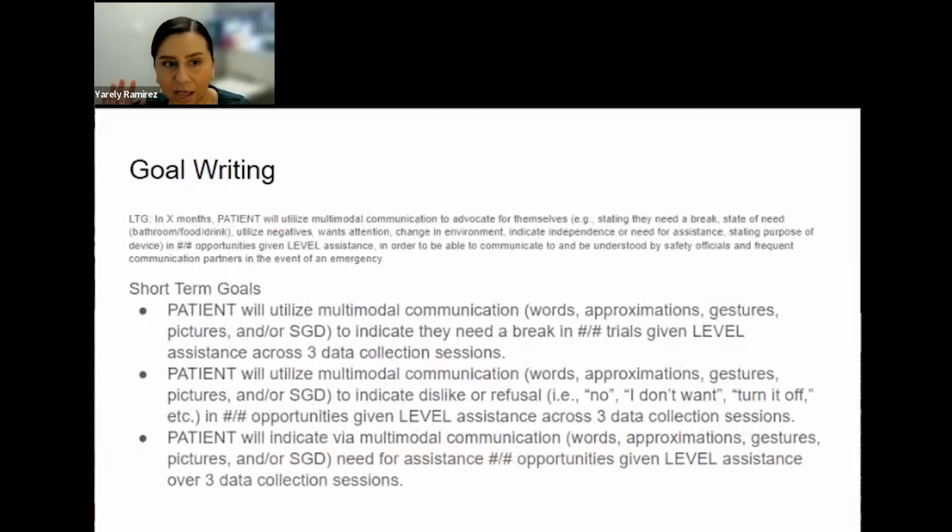So then under that long-term goal, we have short-term goals. So again, within those short-term goals, we set the parameters of what multimodal communication includes. So again, we have word approximations and gestures to indicate a break, to indicate dislikes or to refuse, and to seek assistance.